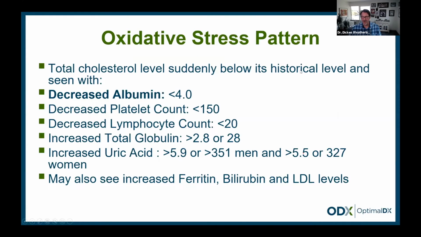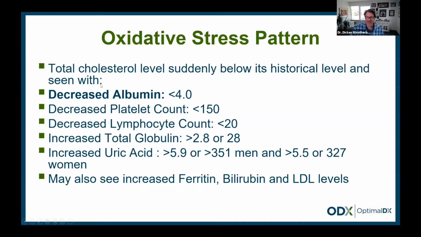So total cholesterol level suddenly below its historic value is a sign of oxidative stress. This is a pattern that I picked up from Dr. Harry Eidner, who is considered to be one of the granddads of functional blood chemistry. He said, take a look at the historical levels of cholesterol. And this is one of the things I love about my software program, is that we provide a historical reporting of all of the values over time. So if you have cholesterol that's 200, 195, 180, and then suddenly it drops down to like 155, it's that sudden drop that we're looking for. It's a sign of an oxidative pattern happening in the body.